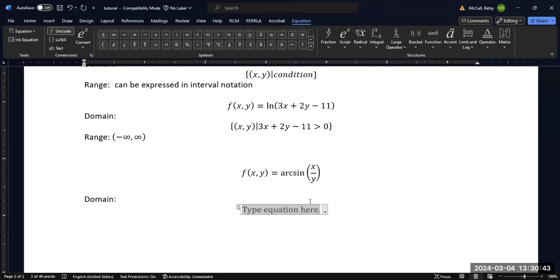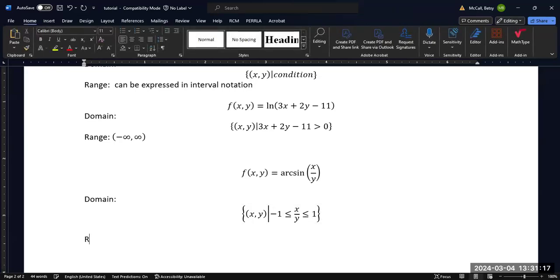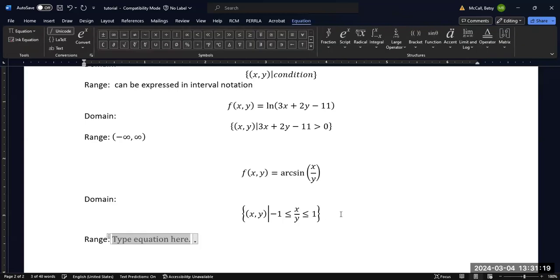And so when we write out our set notation, x, y has to be, again, such that we are in between, and again, we can be equal to, x over y less than or equal to 1. So as long as this ratio x over y is between -1 and 1, then we will get an expression out of this.